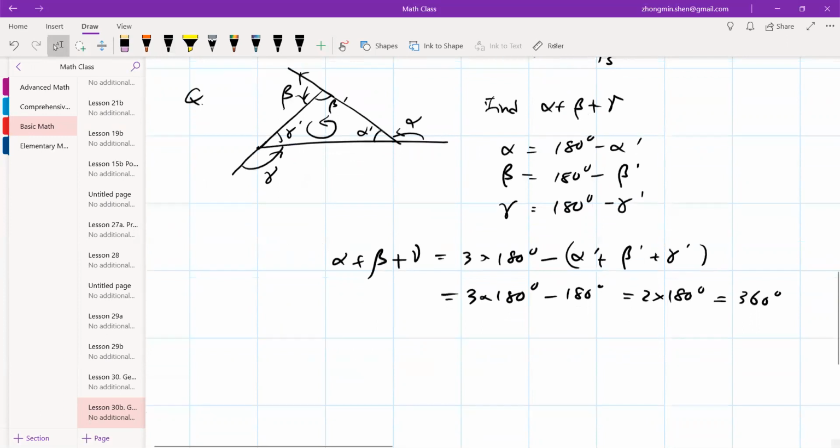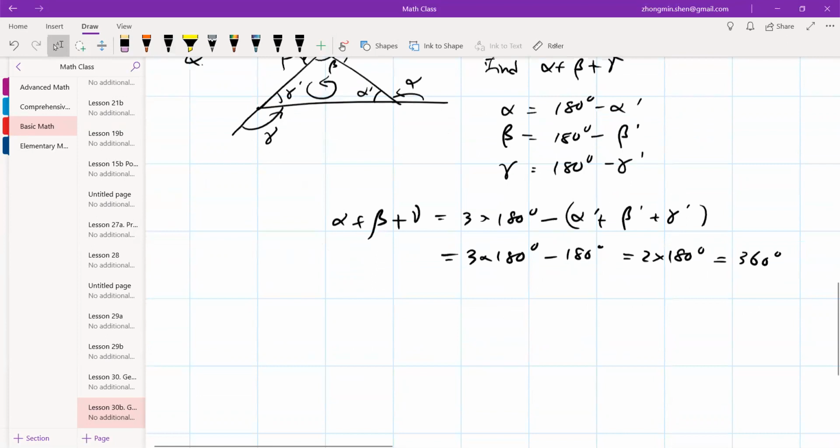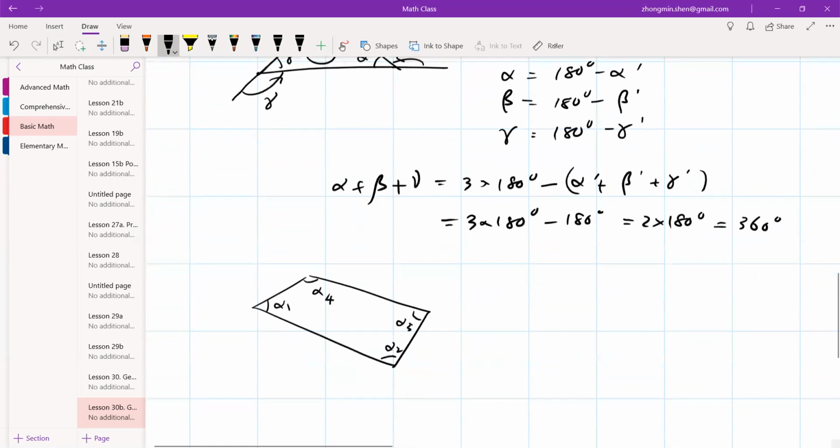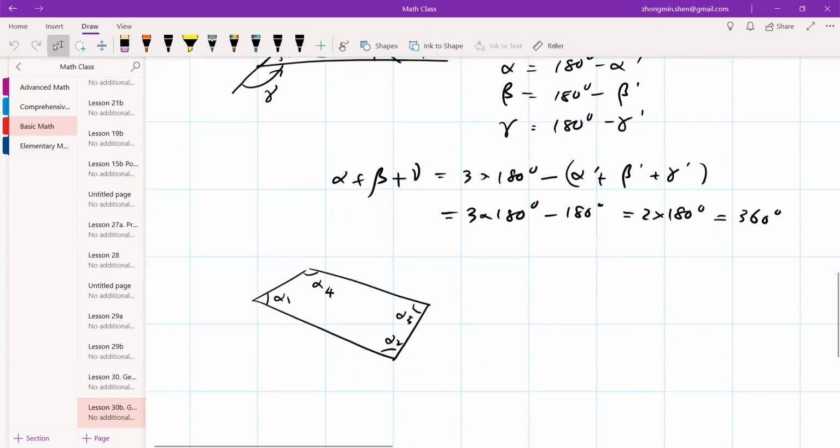All right, so next step, we're trying to extend this formula. The sum of interior angles of a triangle is 180 degrees. How about an n polygon, like a 4 polygon, right? I'm going to label it in this form: alpha 1, alpha 2, alpha 3, alpha 4, okay? Can we find the sum of them? Can we find out this?